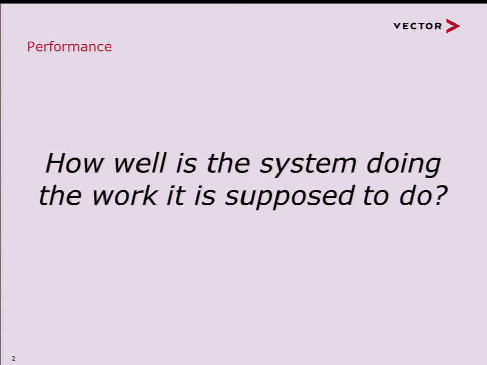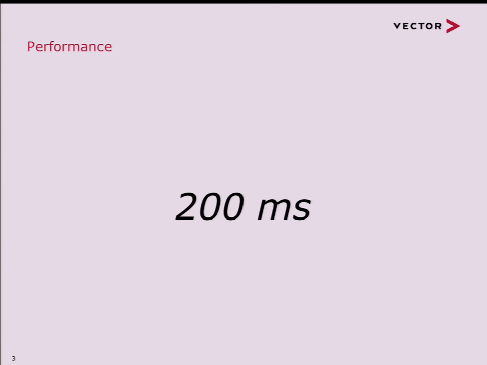So, performance. The definition I found is how well the system is doing the work it is supposed to do. As a tester, I hate definitions like that. I can't measure anything here. So how do I make sure that the application I'm testing and working on is performing well? How do I make sure the system is doing the work it is supposed to do properly? There's one number which has sort of been an agreed standard, and that's 200 milliseconds.